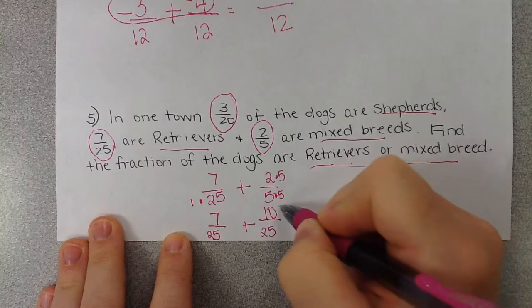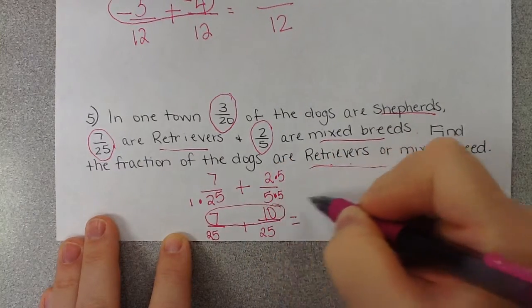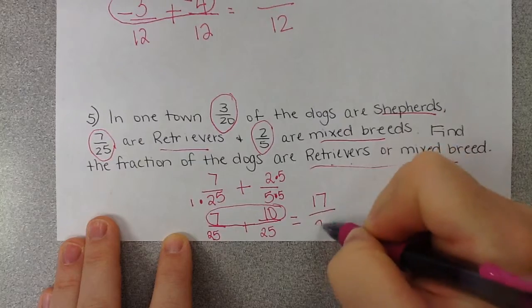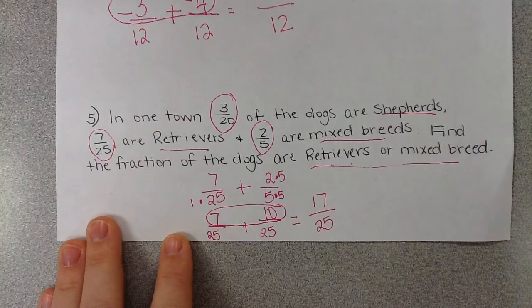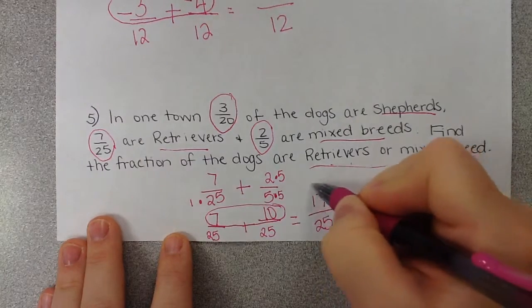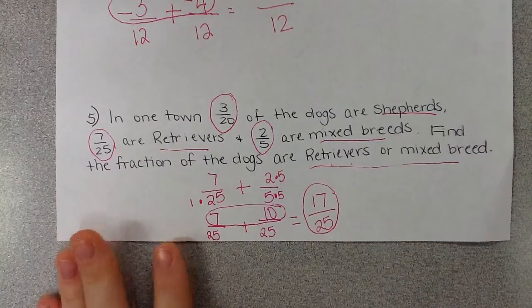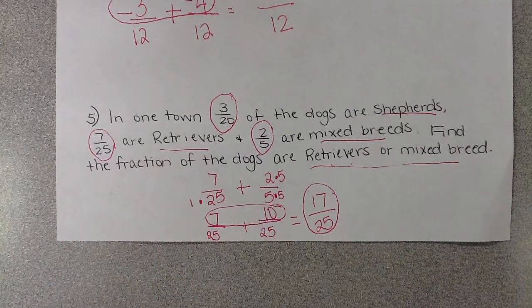Now we have matching shoes. Let's add our top pieces. You get 17/25. It cannot be simplified, so our answer is 17/25. Nice job today, mathematicians.